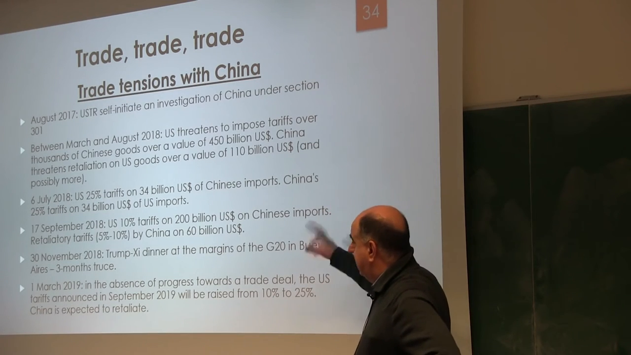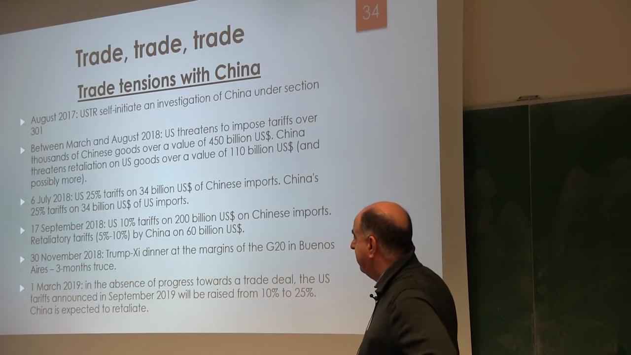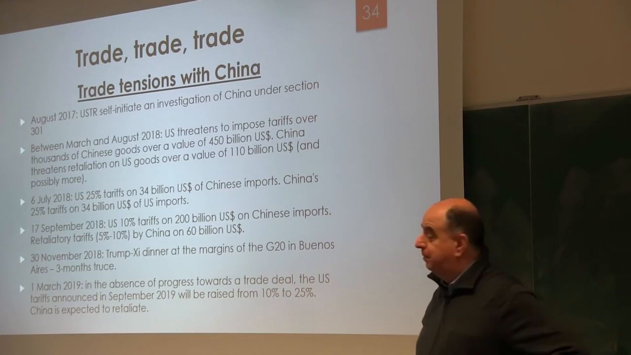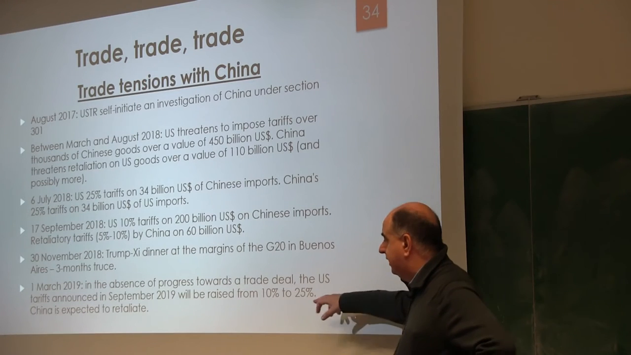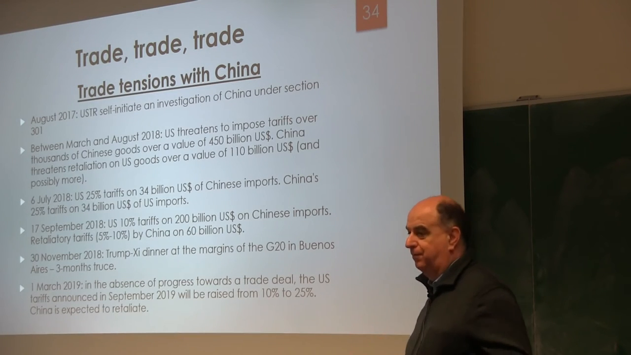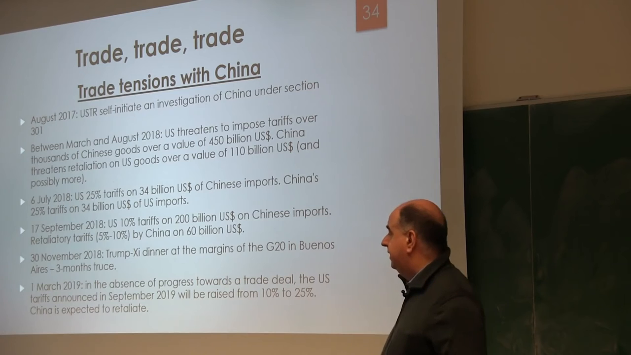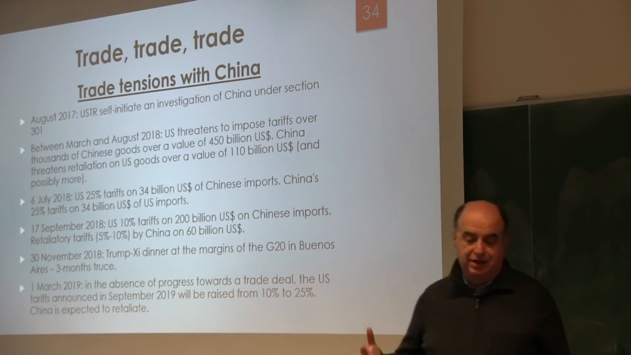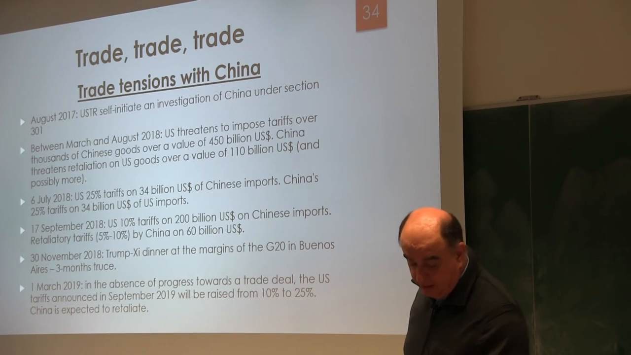If nothing had happened, the US would have moved from 10 to 25% by the beginning of December, but on 13 November, at the G20, as you probably have read, Trump and Xi had a deal, and there is a three-month truce. But if there is no agreement and no significant move from the Chinese side, according to the US evaluation, it is not very clear what the US is really asking, then the risk is that the tariff will be raised from 10 to 25%. China is expected to retaliate, and therefore there is a risk of a major trade war between China and the US that could affect global economic growth.